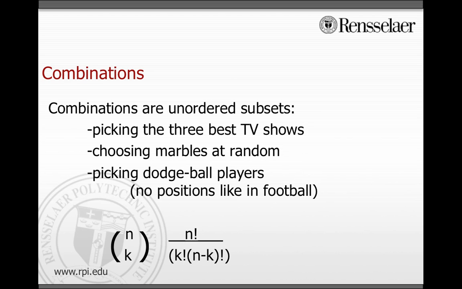A combination is an unordered subset, which your textbook denotes as n choose k. This is calculated using the formula at the bottom of the screen, n factorial over k factorial times n minus k factorial. And examples of combinations are something like picking the best TV shows with no particular order, or choosing marbles at random, or picking dodgeball players. Dodgeball, unlike football, has no positions, which means that order isn't important.